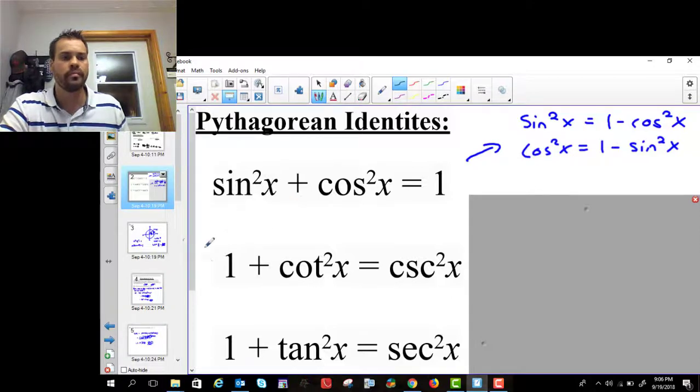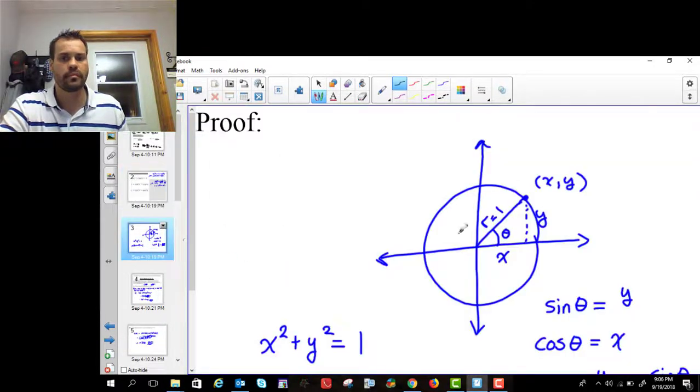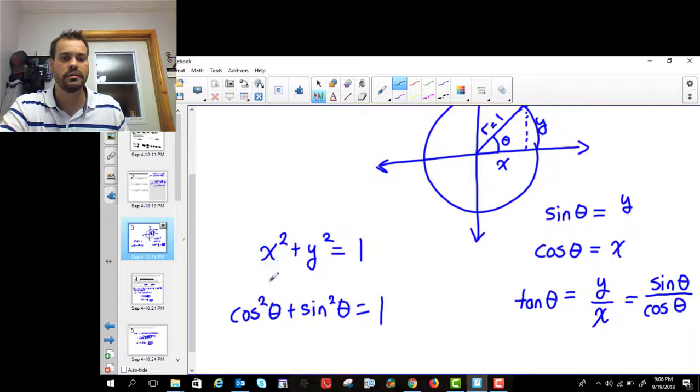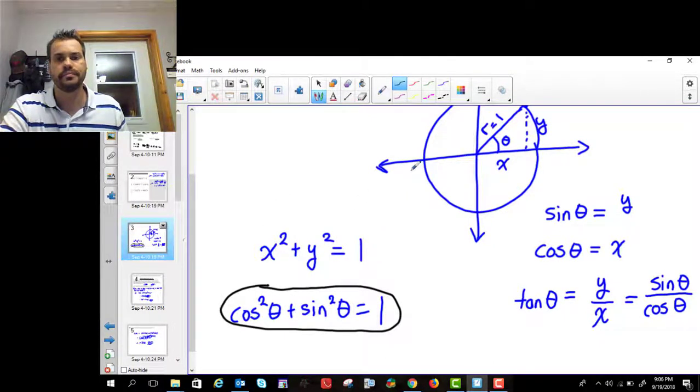But where they come from is, you remember your unit circle? We said that sine theta was y and cosine theta was x. Hopefully you remember that. And we said the unit circle formula is x squared plus y squared equals 1. So if I replace x with cosine theta and y with sine theta, that's where that identity comes from. So there's my identity. So that's the proof of that being true. It's called the Pythagorean identity because it uses the Pythagorean theorem, essentially. All right? X squared plus y squared equals r squared.